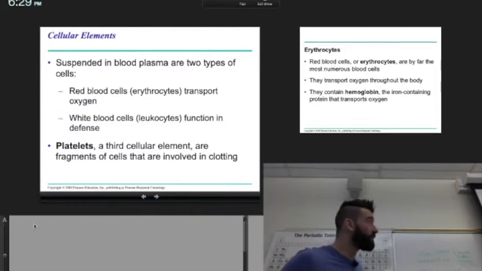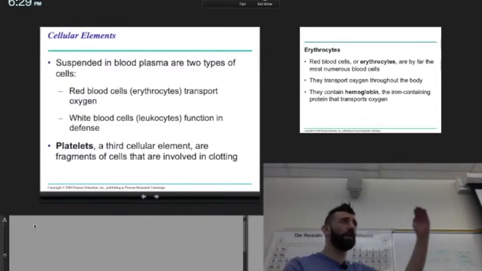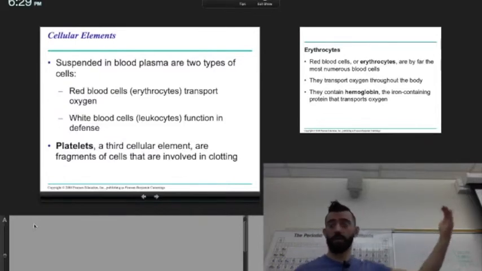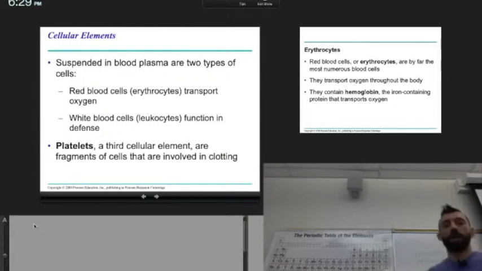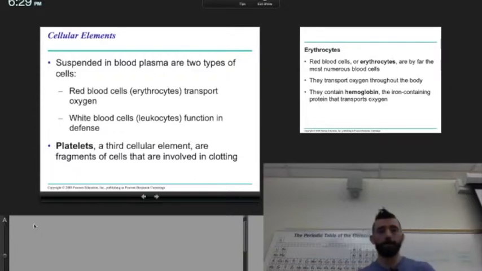Before you centrifuge these out, we just separated them by density. That's what centrifugation does. They're all suspended. So all these cells and all of those ions and nutrients are all suspended in the blood plasma. So that's just the liquid matrix of blood.